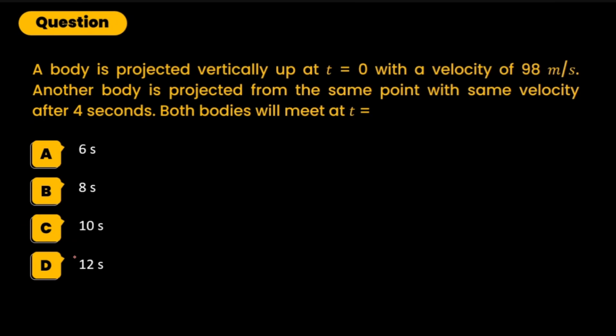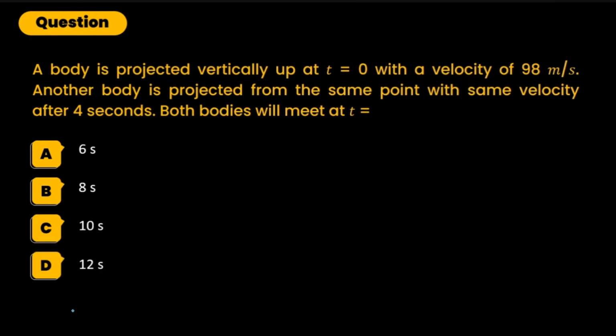So the question says the body is projected vertically up at t equals 0 with initial velocity 98 meters per second. Another body is projected from the same point with the same velocity after 4 seconds. Both bodies will meet at t equals to?